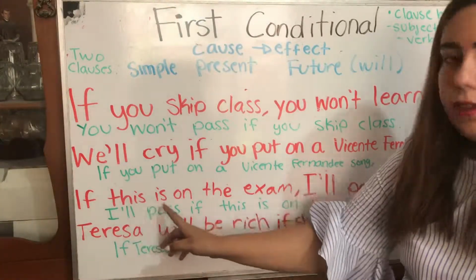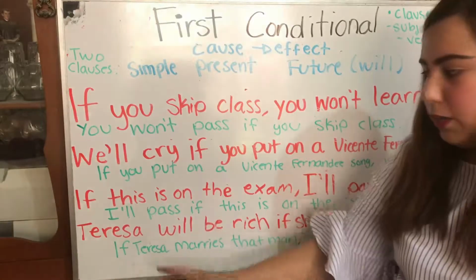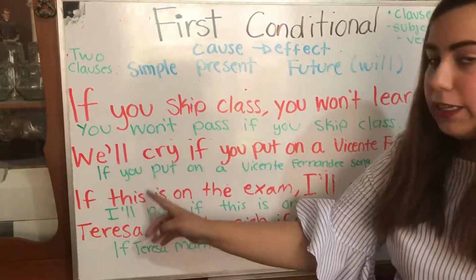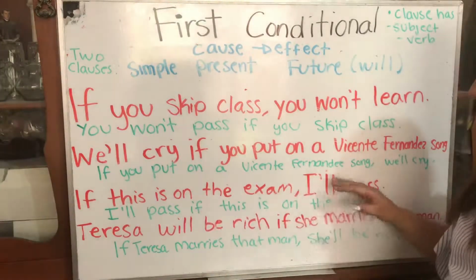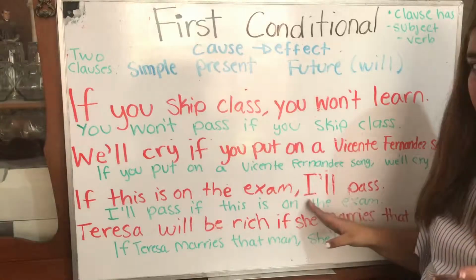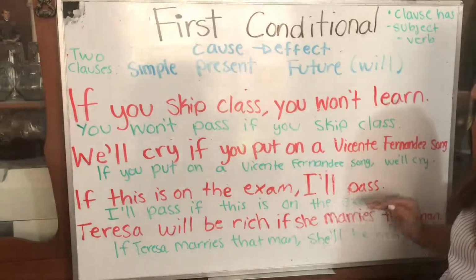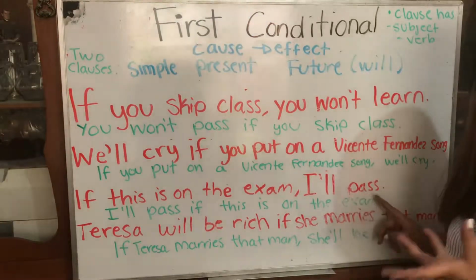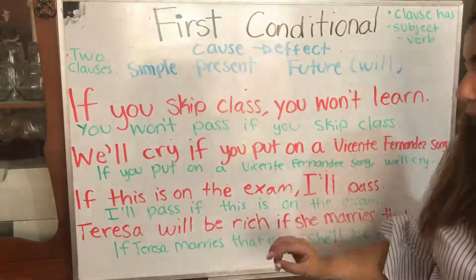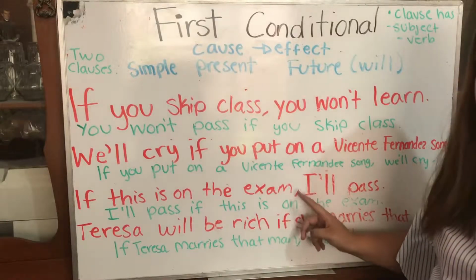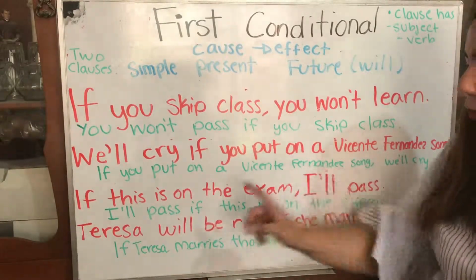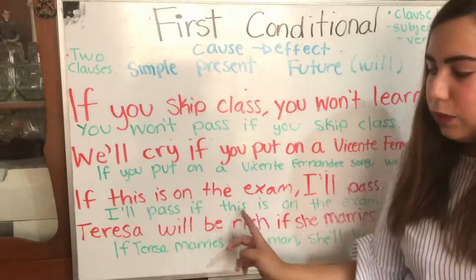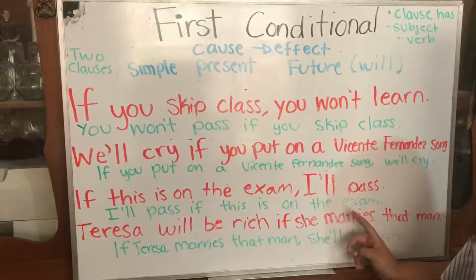Ok, entonces aquí, esto está en presente simple. Nuestro sujeto sería this, o objeto. El verbo que está en presente simple es is, complemento. Y clause number 2, sujeto I, will, y pass. I, modal de will, forzoso, y el verbo en forma base, pass. Y aquí lo pusimos al revés. Aquí pusimos coma porque empezamos con causa, efecto. Pero aquí tenemos efecto, causa. Entonces aquí no tenemos coma. I'll pass if this is on the exam.